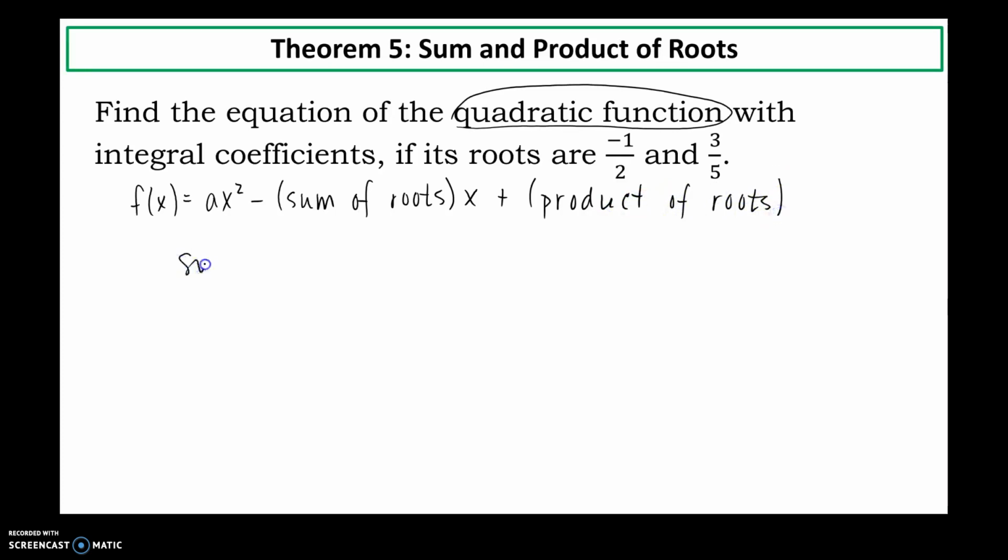Okay, so our sum, negative 1/2 plus 3/5. Okay, so my common denominator would be 10. Multiply the first one by 2 over 2. Or excuse me, the second one by 2 over 2. The first one by 5 over 5. So I get negative 5 plus 6 divided by 10. So the sum of my roots is 1/10.